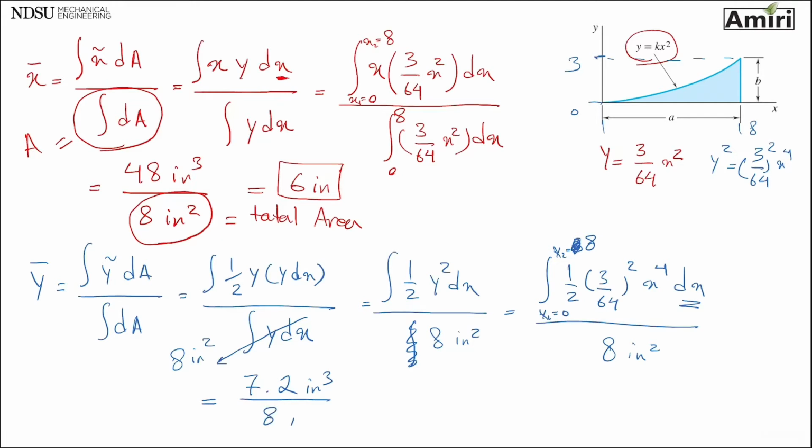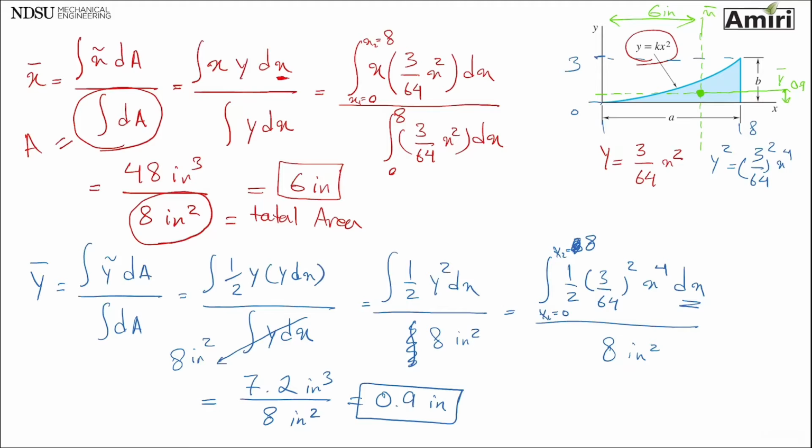inch cubed over inch squared, which is going to be 0.9 inch. And that is my y bar. In other words, let's see. X bar, the distance from the y-axis, is going to be somewhere here. Okay, this distance needs to be 6 inches versus 0.9. 1, 2, 0.9 is going to be right there. So that's X bar. This is Y bar. This is where they intersect.